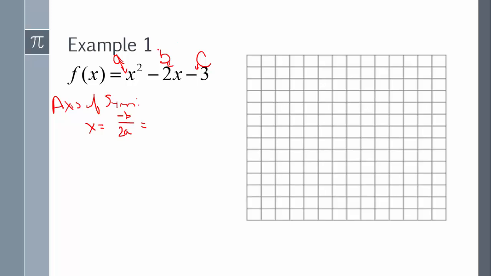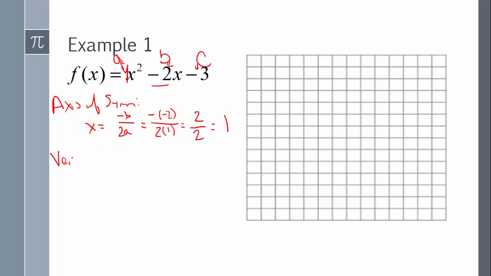Okay, so I go up to my equation. B is negative 2. So negative 2 will be negative b. And then there's no number in front of the x squared, so a has got to be 1. So 2 times 1. So negative negative 2 is positive 2. 2 times 1 is positive 2. I can reduce that to lowest terms. My axis of symmetry is going to be at x equals 1.